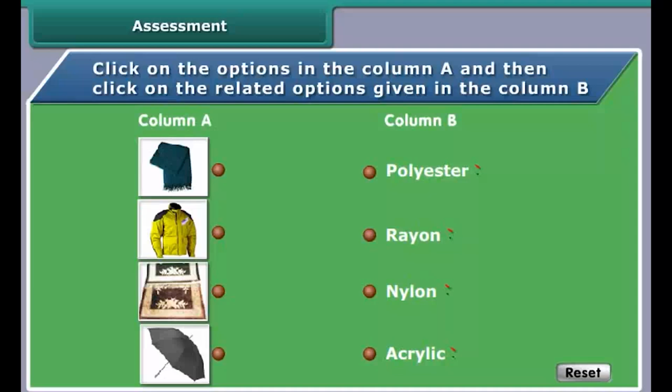Match the following. Click on the options in the column A and then click on the related options given in the column B.